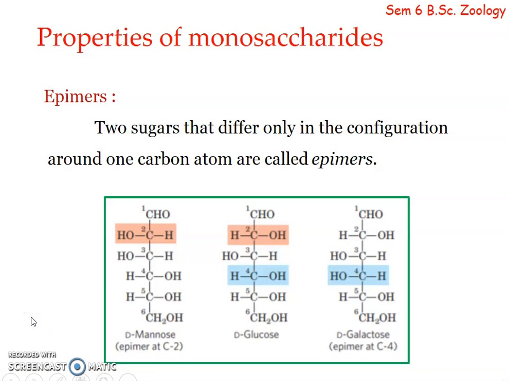So welcome back. We have been discussing the properties of monosaccharides, and we just completed stereoisomerism as well as reducing ability. The next one is the epimers of monosaccharides. What are epimers? Two sugars or monosaccharides that differ only in the configuration of substituents around one carbon atom are known as epimers.